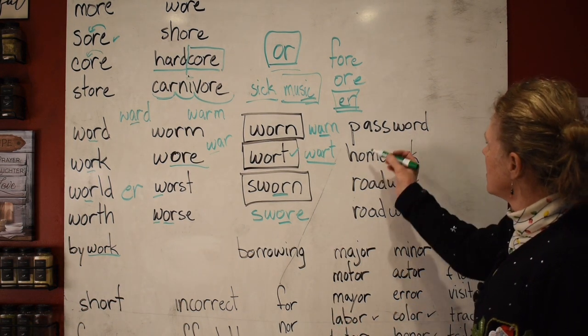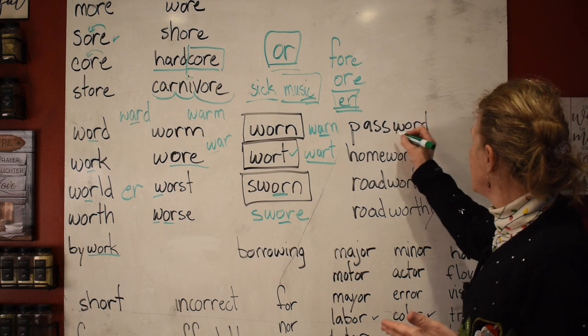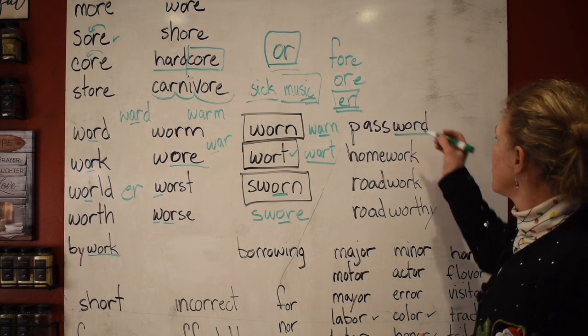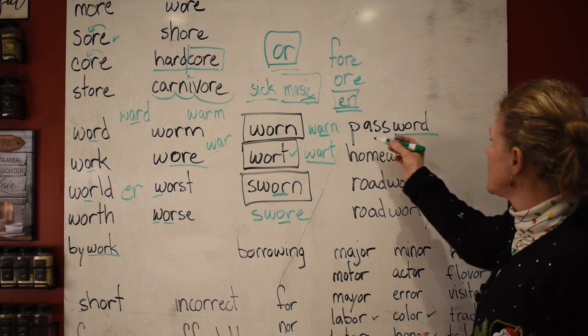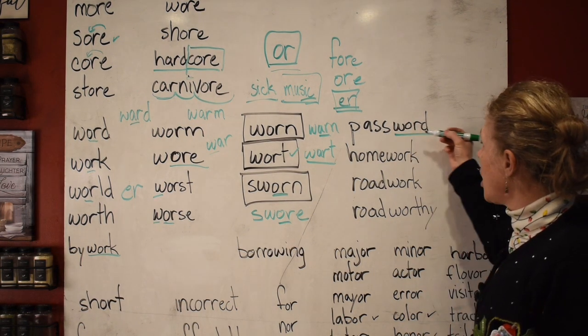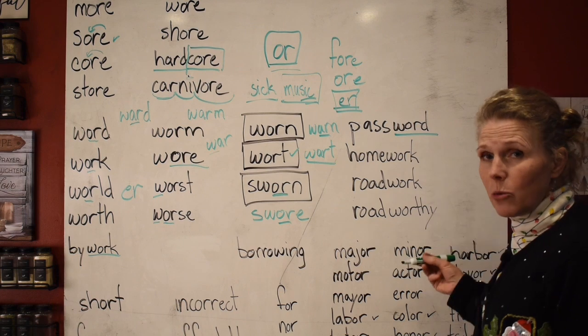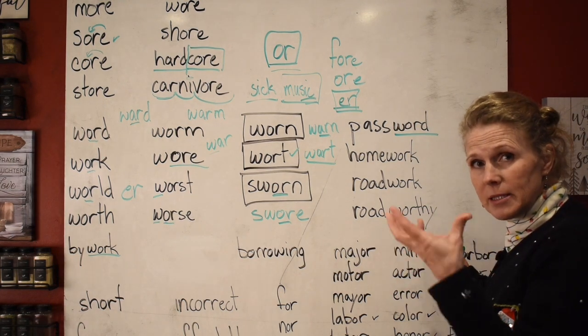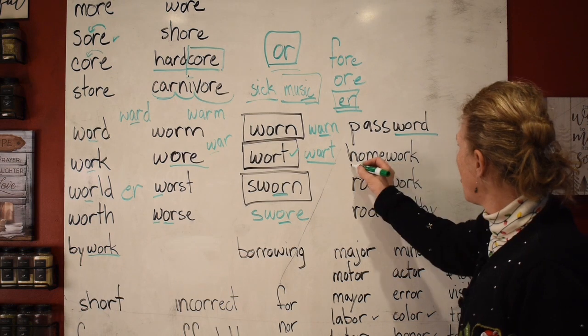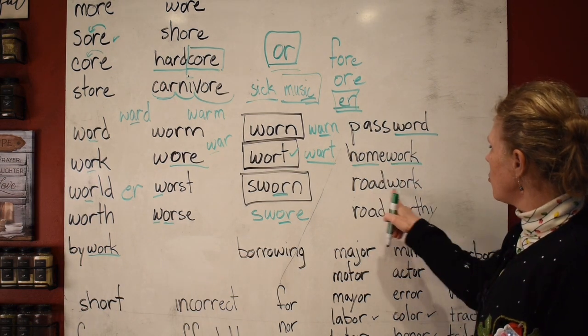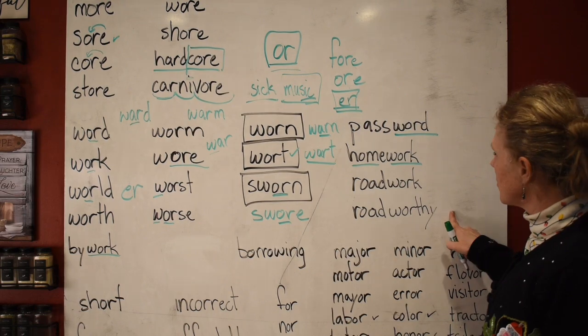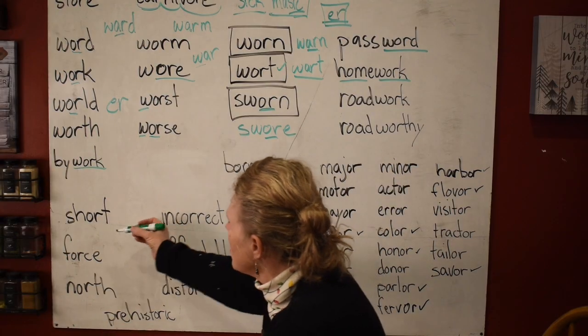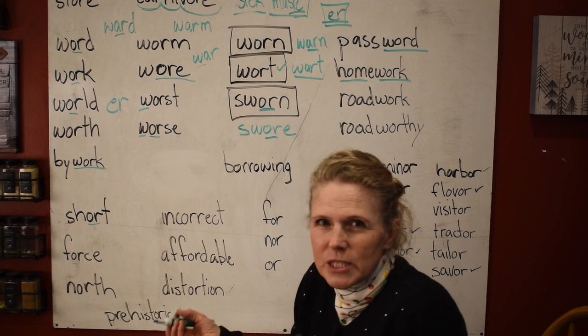Password. Remember, we're saying word. We're not changing the sound when it's in a multi-syllable word. Now these are compound words. So compound words, you spell and say the word the same way. Homework, roadwork, roadworthy.